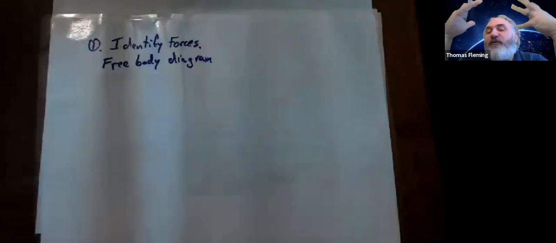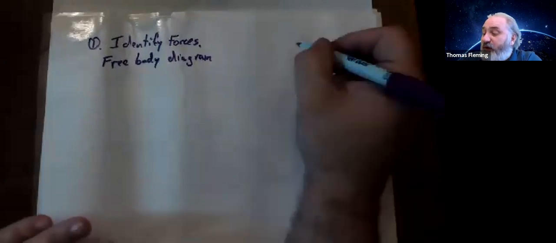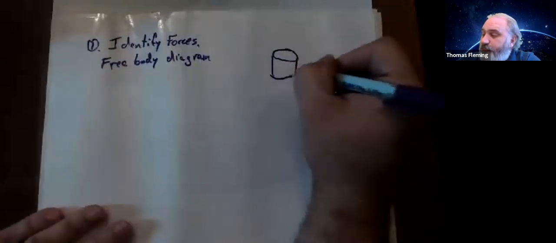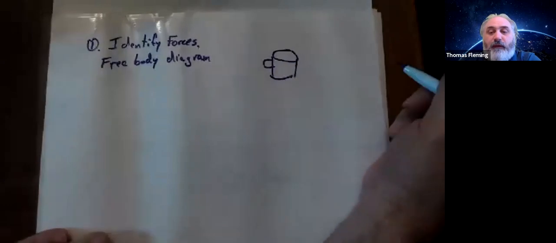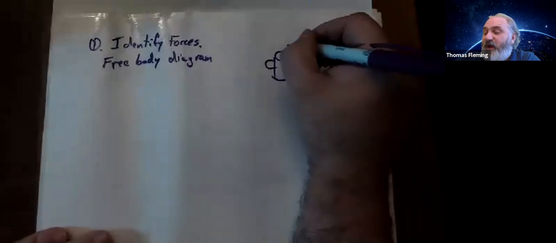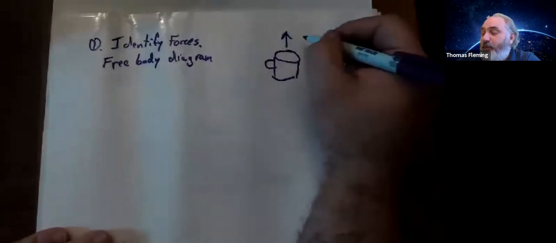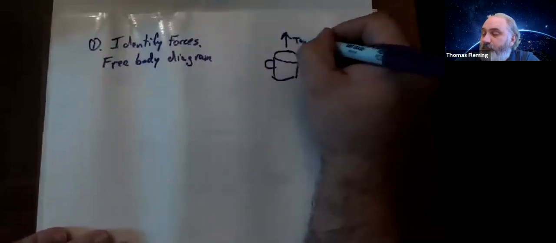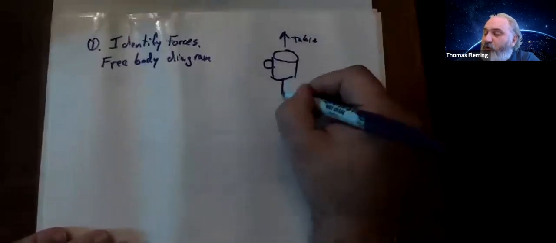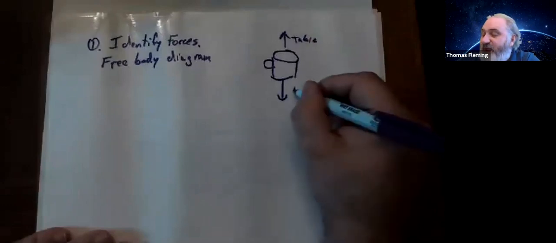All right. And that free body diagram is just a simplified sketch of the object with arrows designating each of the forces that are trying to influence the motion of the object. So if I've got a coffee cup sitting on a table, then there are two forces on that coffee cup. I've got a force from the table pushing it up, and I've got a force of gravity pulling it down.